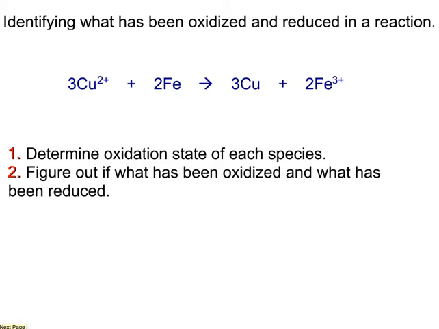Okay. So if we want to look at what has been oxidized and what's been reduced in this, the first thing you have to do is determine the oxidation state of each species. Copper has a 2+ charge. Since it's a monatomic ion, its oxidation number is +2.